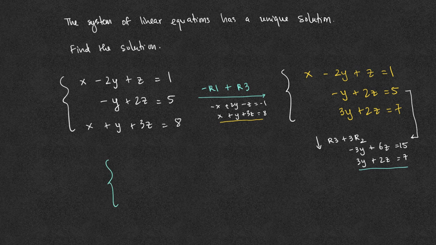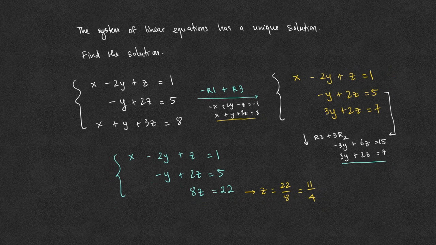So an equivalent system of equations is now x minus 2y plus z equals 1, negative y plus 2z equals 5, and then 0y plus 8z equals 22. From this, we can perform a back substitution. With the third equation, or third row, we get z equals 22 over 8, which is 11 over 4.